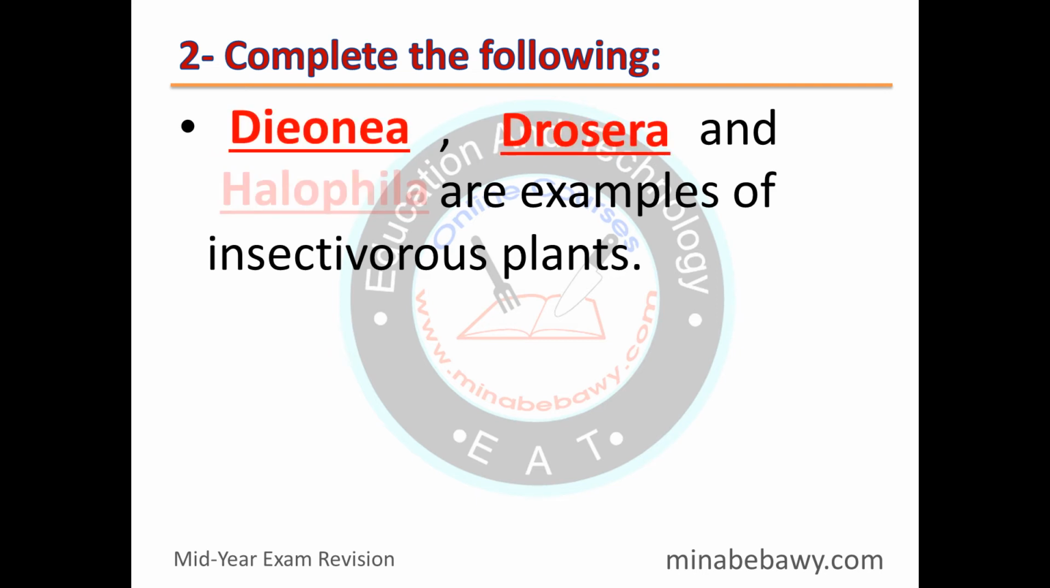Dionaea, Drosera, and Halophila are examples of insectivorous plants.